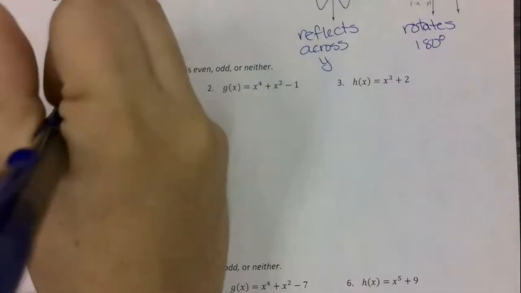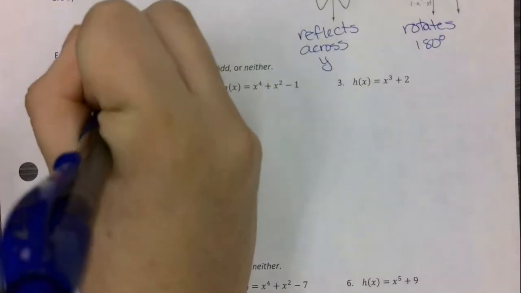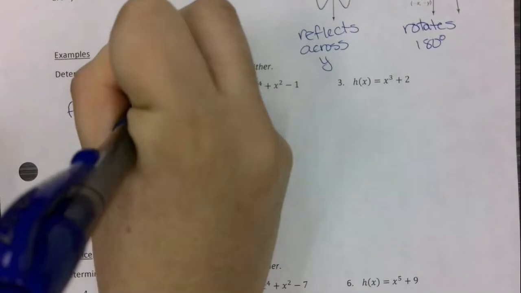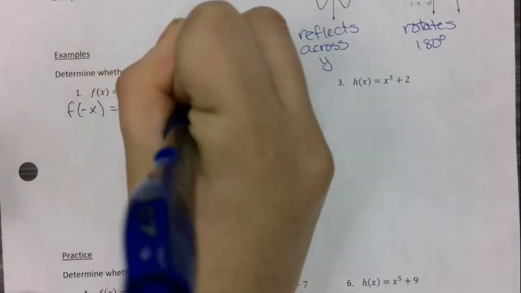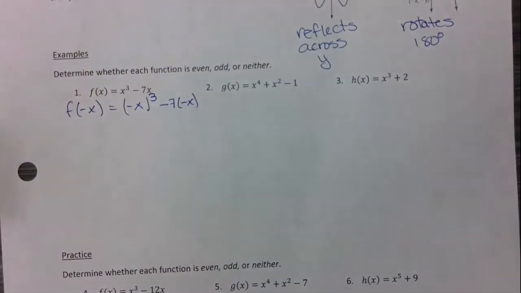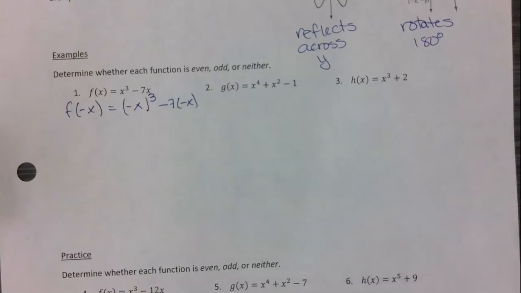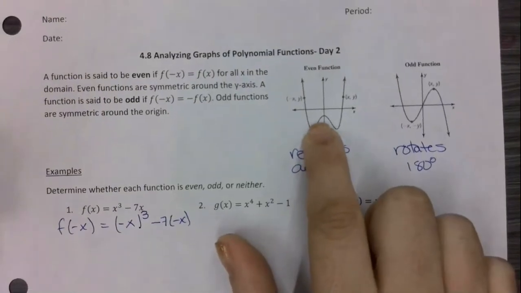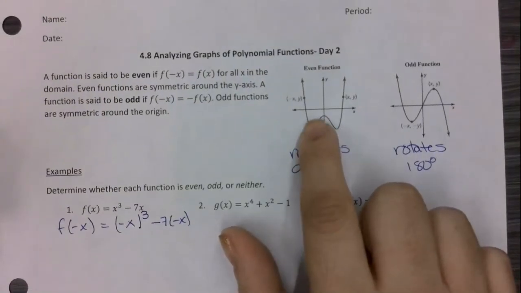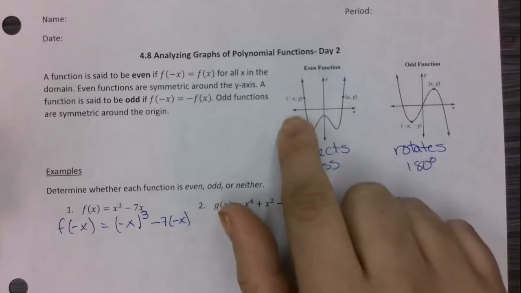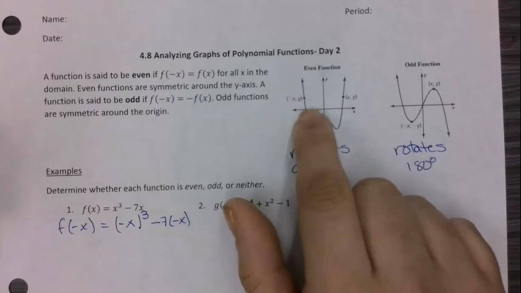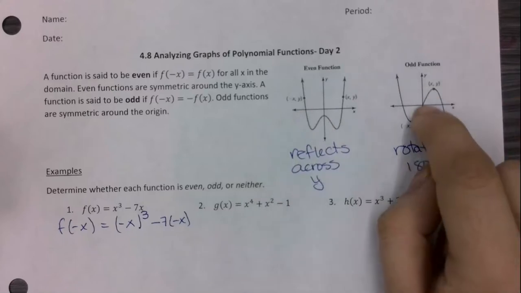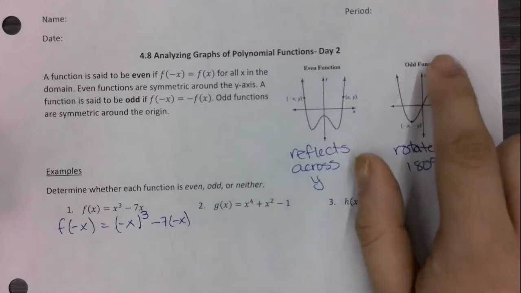So on this one, I'm going to start by plugging in negative x. This is how you tell, because if I look at the graph, on an even function the negative x represents the left side, so the left side should match up. That's why when I look at even functions, the equation should match up. And the odd function, it's like a reflection, it goes opposite.